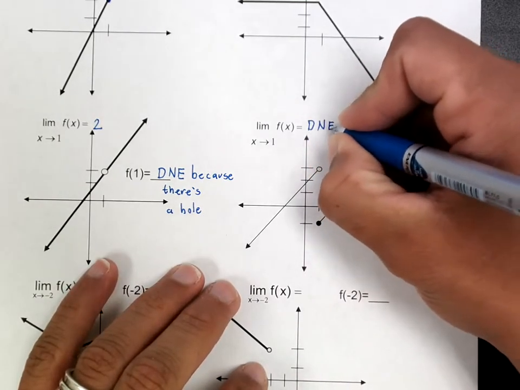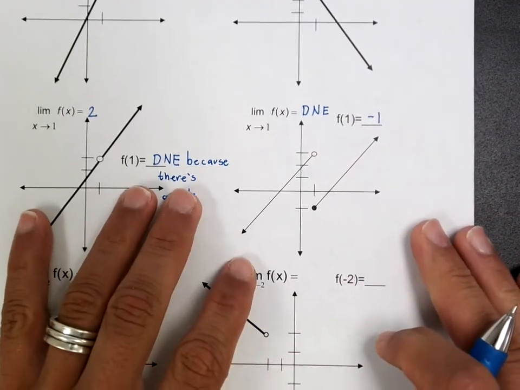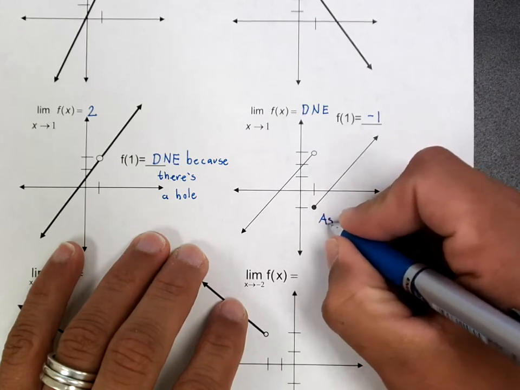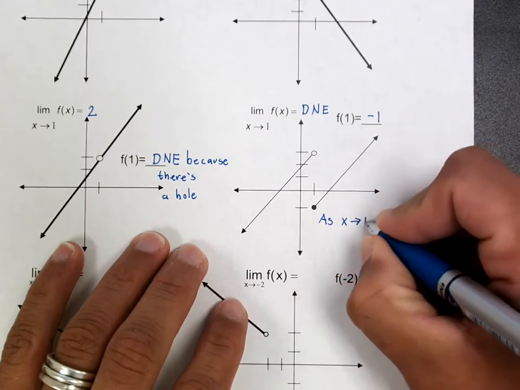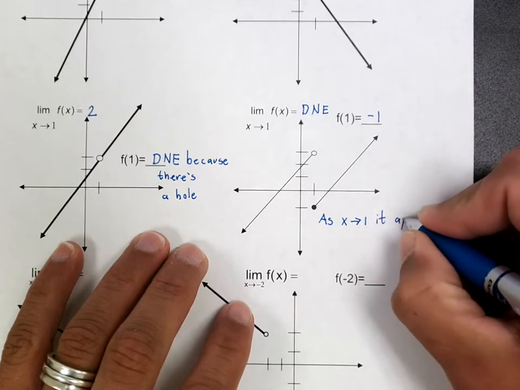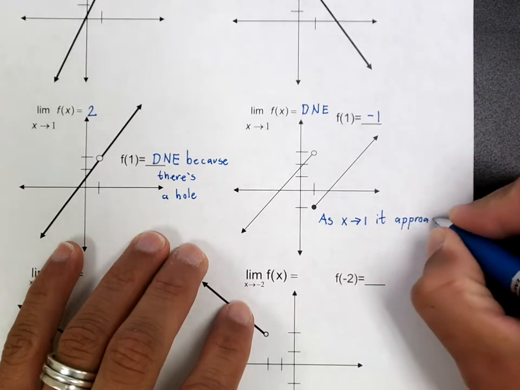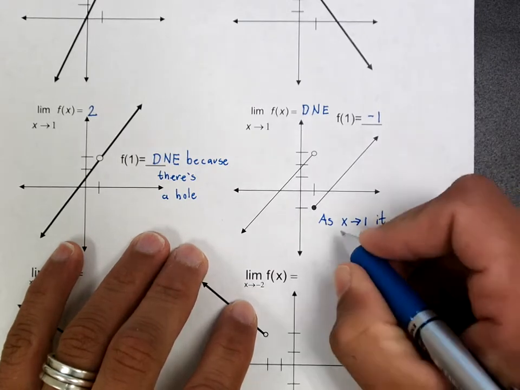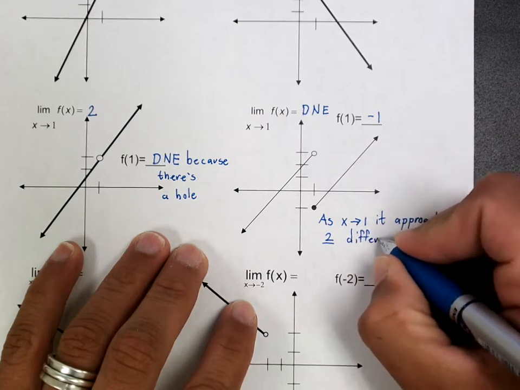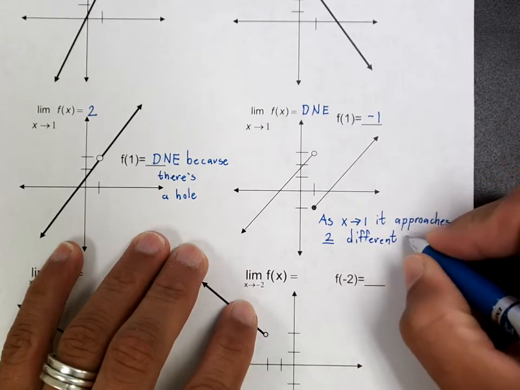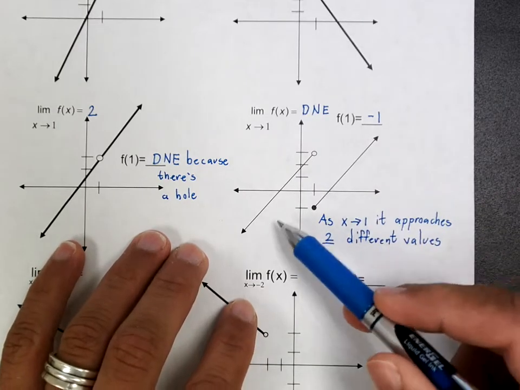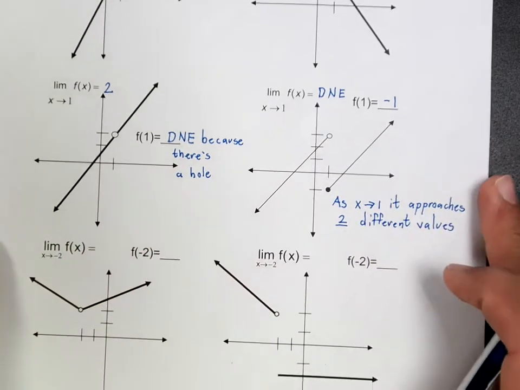Again, I'm going to write that down here for you, so when you look at your notes, maybe you can remember that. As x approaches 1, it approaches two different values. And that is the reason why the limit does not exist. So if you're approaching two different values, the limit does not exist. All right. Next one.